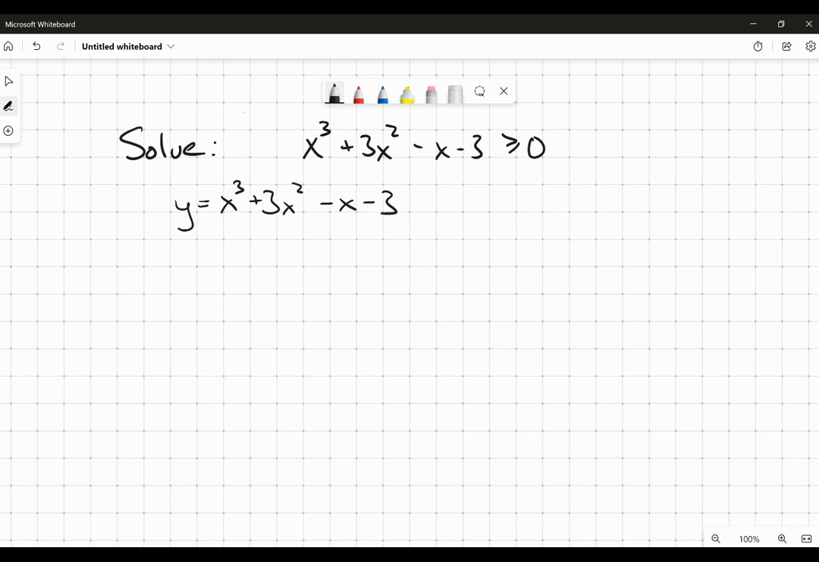But notice in the original inequality, there's no y in there. So I'm going to answer my question with that understanding, but I'm going to use the graph of this as a tool. Now, for me to graph this, one of the first things I want to do is find the x-intercepts. So what we'll do here is set y equal to 0.